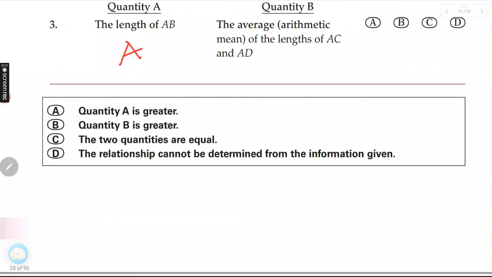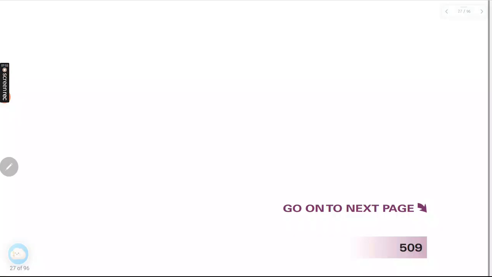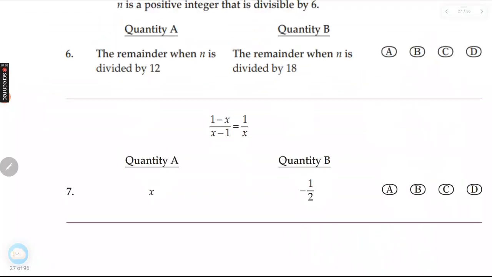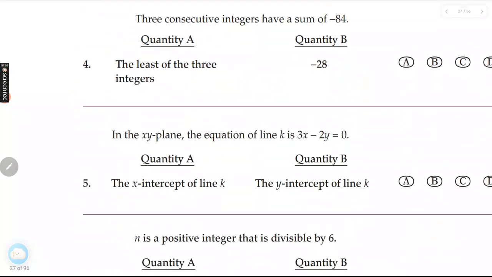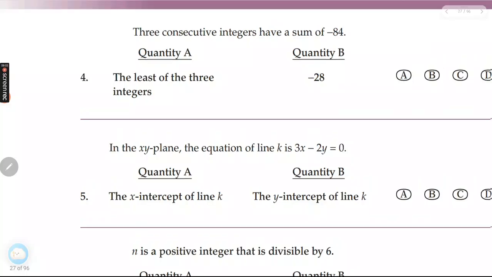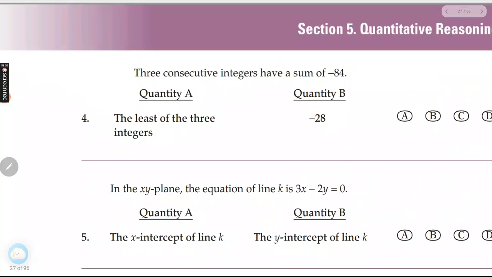Okay, let's continue now. Number 4. Are you here with me? How about question number 3? Do you want me to check again?